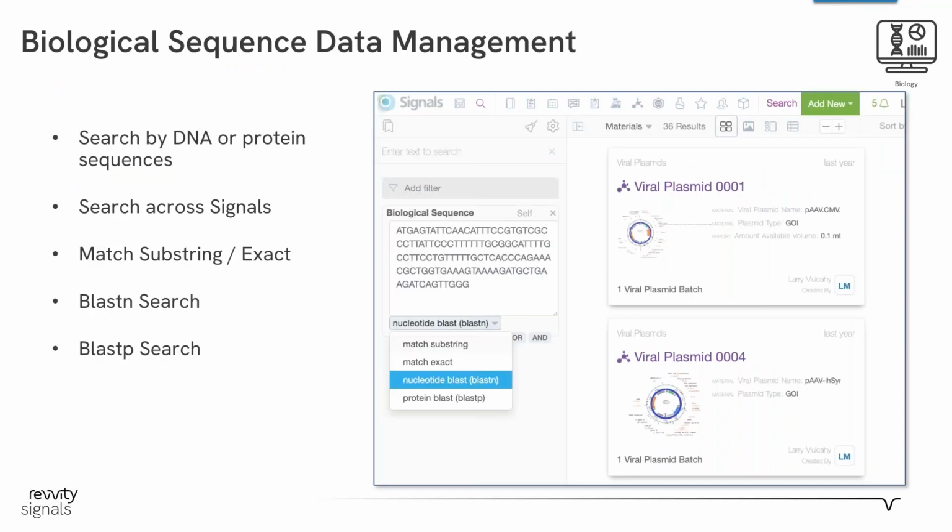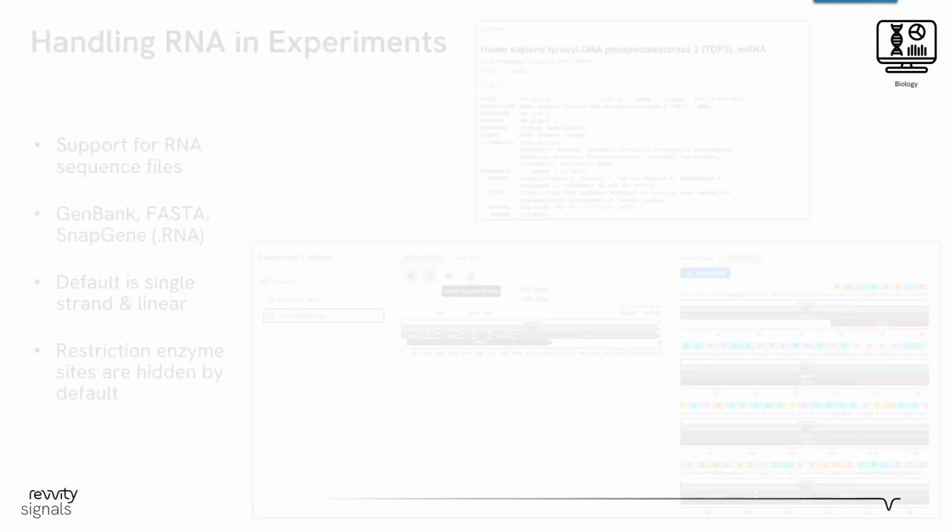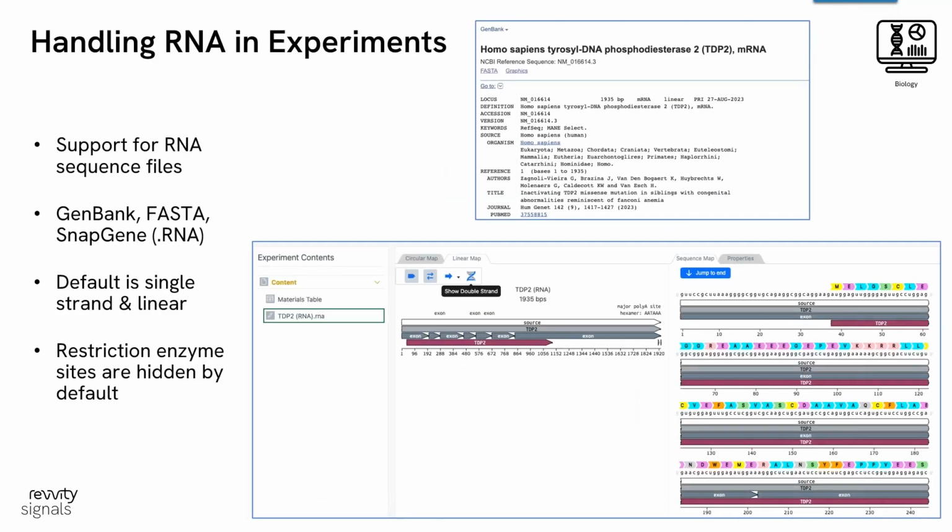Also, that was biopolymers with some chemistry to it, but we have also, from the purely biological data standpoint, made some strides in handling biological sequences. So Signals Notebook, for example, gives you the ability to search by DNA or protein sequences across the entire platform and match, the different traditional options for searching: substring, exact, and nucleotide BLAST as well as protein BLASTs. In addition to the ability to handle RNA in experiments.